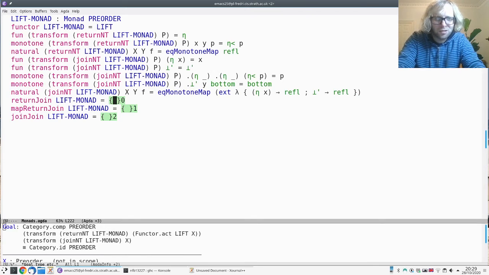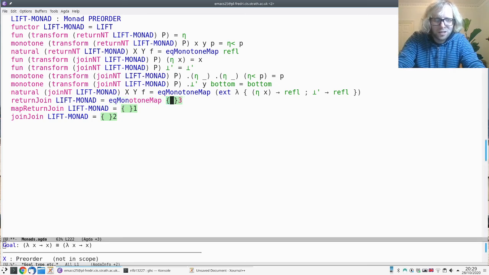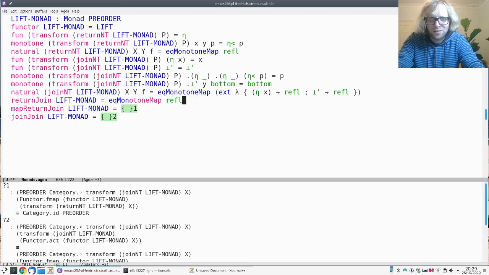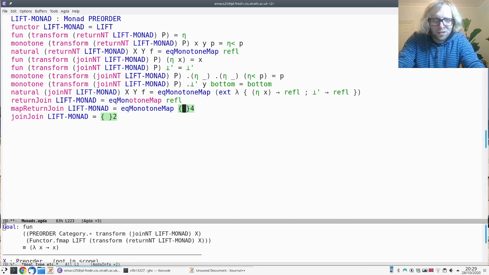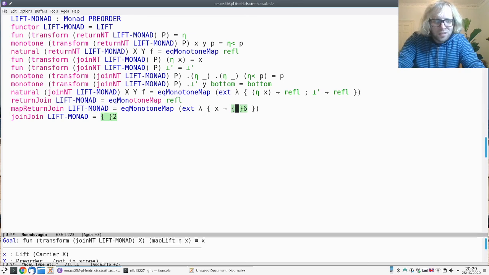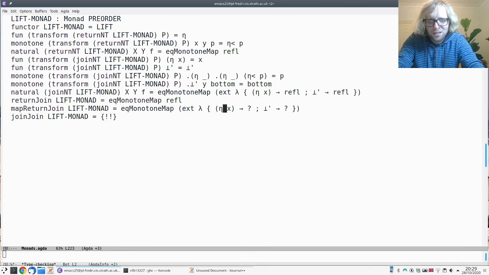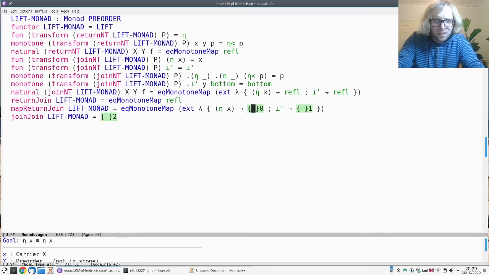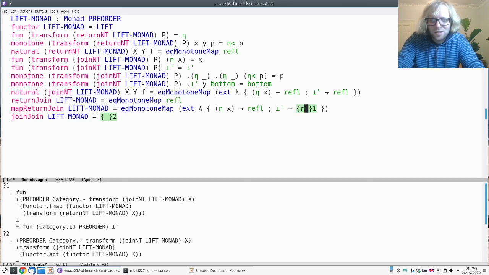Okay, and then here we have to prove the laws. So without thinking too much about it, it's an equation between monotone maps. It's an easy equation on the functions. This is also an equation between monotone maps. Not as easy. Let's use function extensionality. Pattern matching lambda to the rescue. It's actually a pattern match on it. Okay, now things are reducing and life is good.